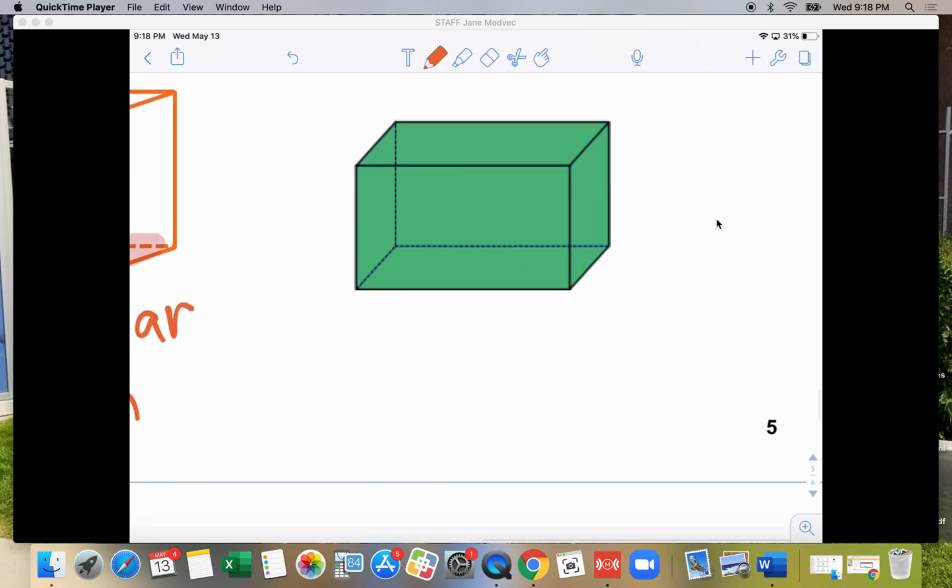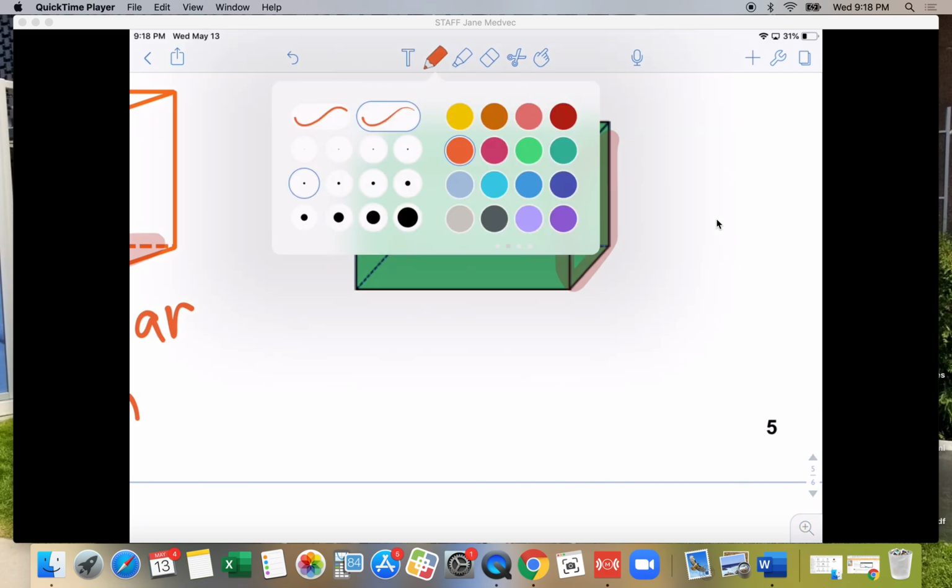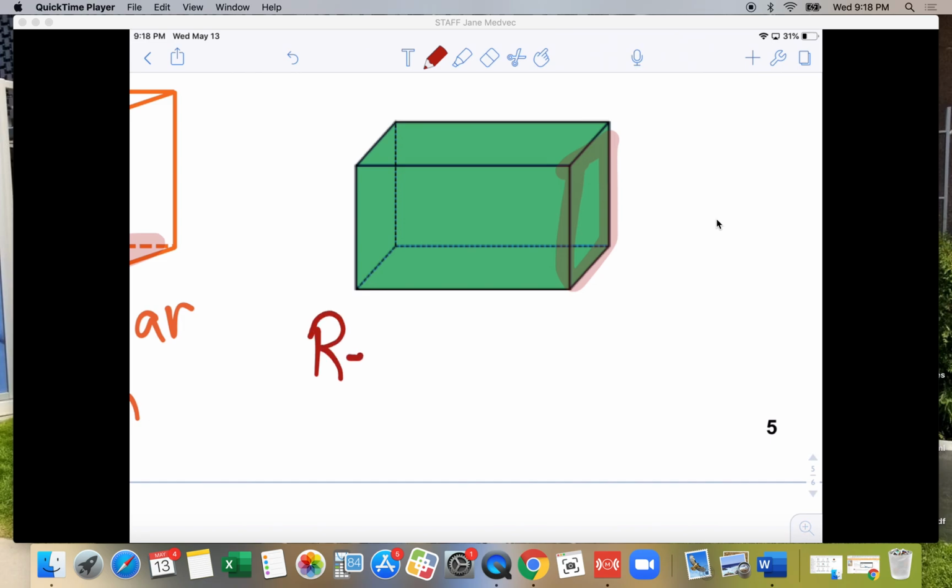And then finally this one, this side looks like it could be a square, but unless it gives you the dimensions that says it is a square, you cannot assume that. So on this one, I would call this a rectangular prism.